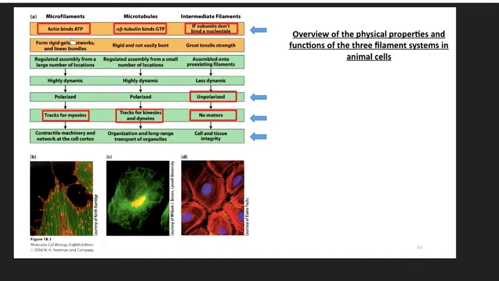that here actin binds ATP, here it binds GTP, here it doesn't bind any nucleotide. These two are highly dynamic, this one is less dynamic. These two are polarized, this is unpolarized. Here it creates a track for myosin, here it creates a track for kinesin and dynein. There is no motor protein involved in intermediate filament. Okay. Also, their functions: contractile machinery and network at the cell cortex, organization and long-range transport of organelles, cell and tissue integrity.